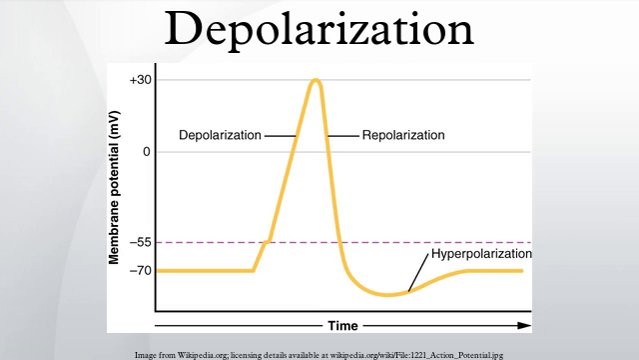By pumping 3 positively charged sodium ions out of the cell for every 2 positively charged potassium ions pumped into the cell, not only is the resting potential of the cell established, but an unfavorable concentration gradient is created by increasing the concentration of sodium outside of the cell and increasing the concentration of potassium within the cell.